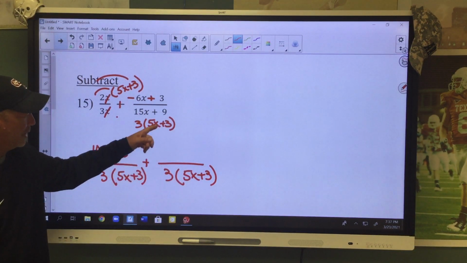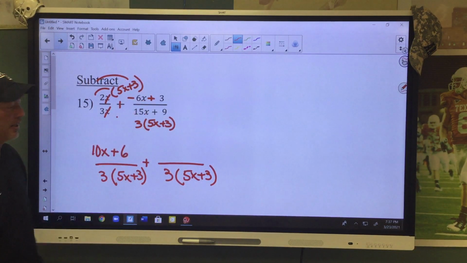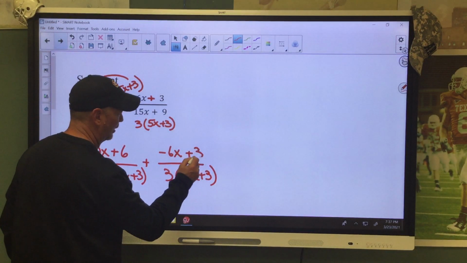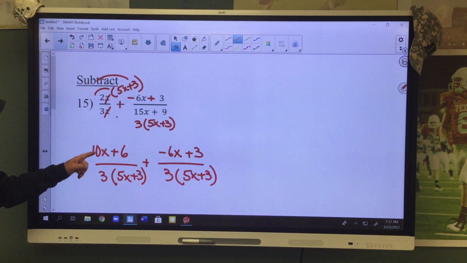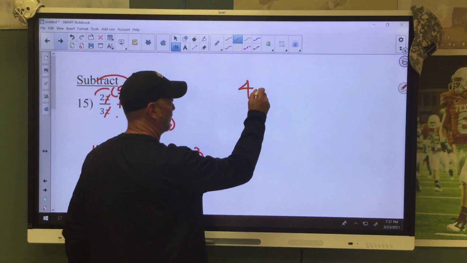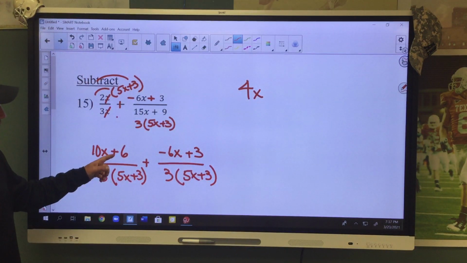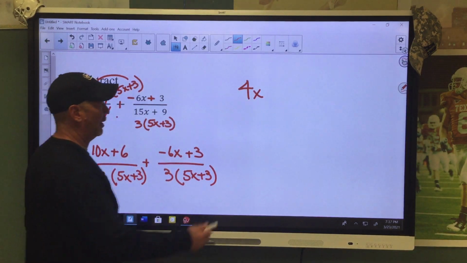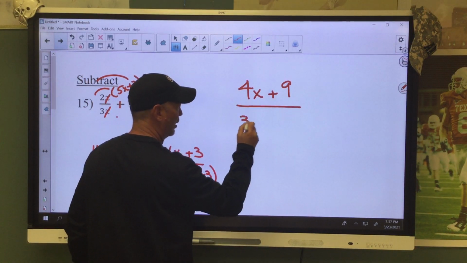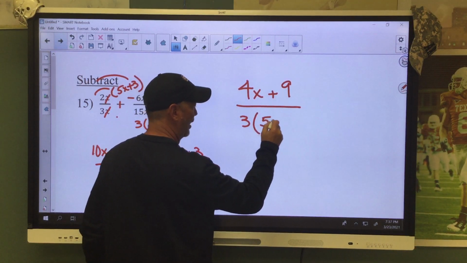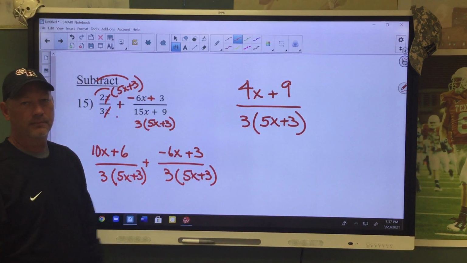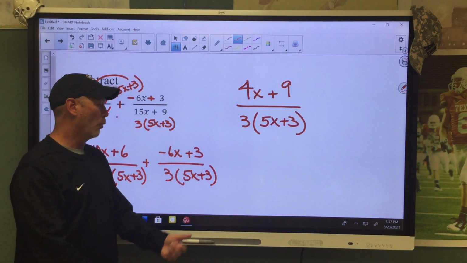These denominators already match, so I do not have to change anything. This will stay a negative 6x plus 3. I combine like terms. 10x minus 6x is going to give me a 4x, a positive 6, and a positive 3 is going to give me a positive 9 over 3 parentheses 5x plus 3. And there it is. Okay, one more problem, maybe 2.